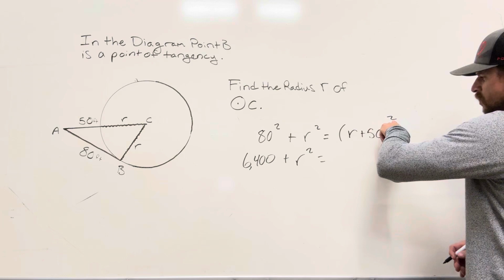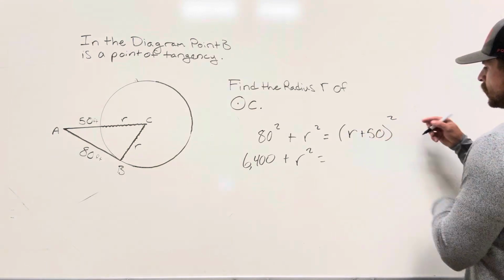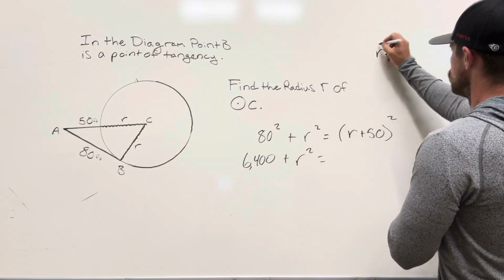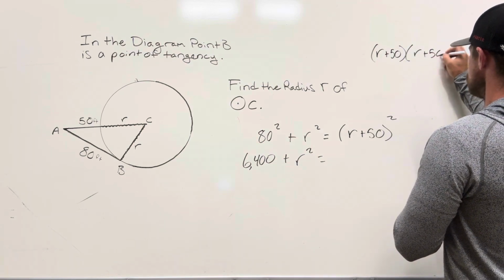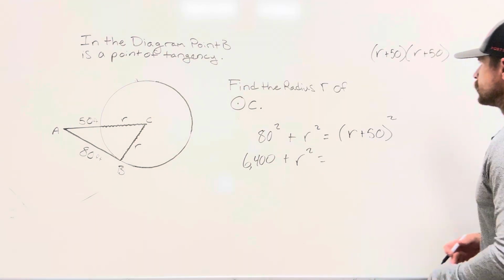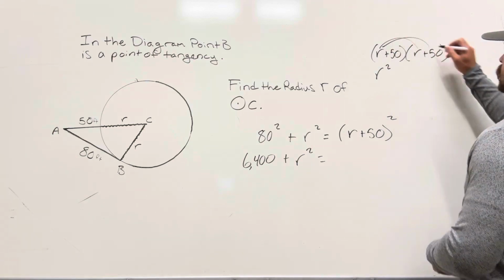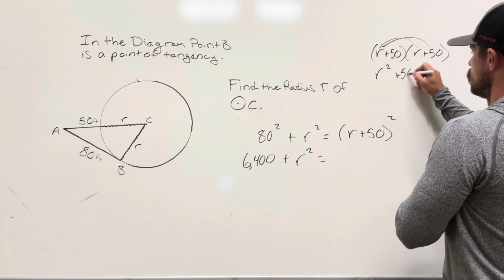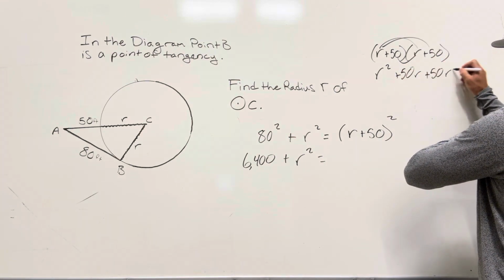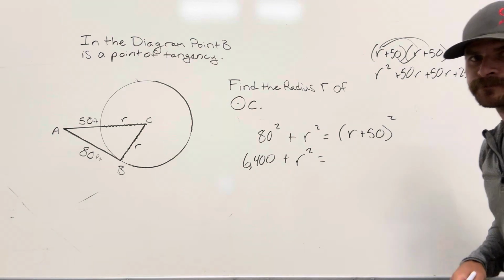Don't make the mistake of just distributing the exponent to the R and the 50. You have to think of this as a binomial times itself. R plus 50 squared really just means R plus 50 times R plus 50. A lot of times kids would say R squared and multiply 50 times 50 and get that value. So what we want to do here is distribute: R times R gives me R squared. R times 50 gives me 50R. We get another 50R by multiplying 50 times R. And at the very end, 50 times 50 is 2,500.